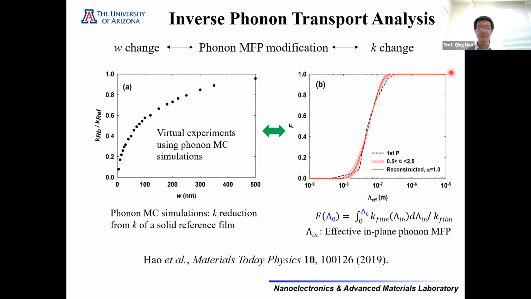And this accumulated thermal quantity is the percentage of the thermal quantity that is contributed by phonons with mean free path from 0 to any lambda value, right? When this lambda goes to infinity, we have 100% of the thermal quantity back. So this is for fundamental study.